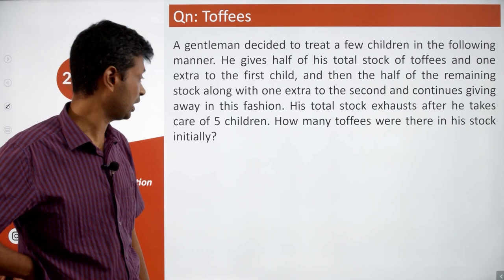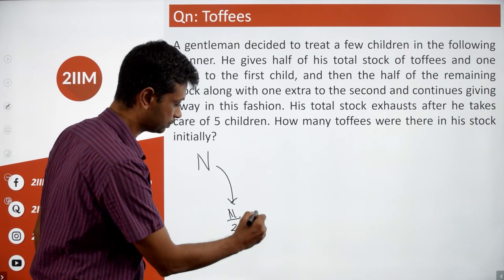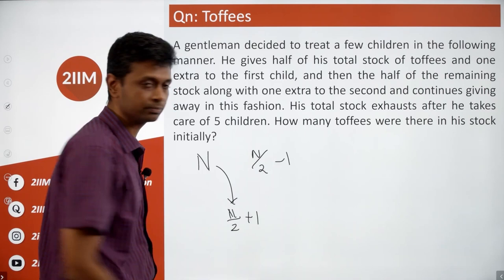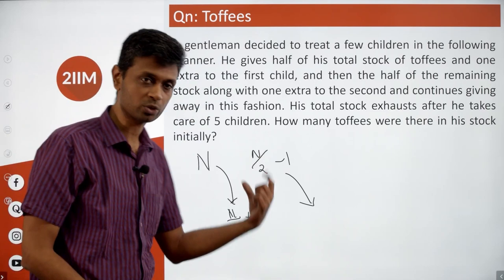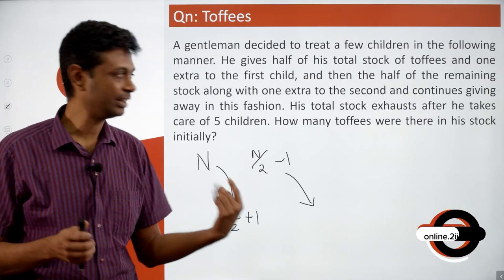Lovely. Let's assume he starts with n. Then he gives away n by 2 plus 1. Or what will he have? He'll have n by 2 minus 1. And then of this, he gives away half plus 1. Half of n by 2 minus 1 plus 1 he gives away. Or half of n by 2 minus 1 minus 1 he'll retain. Straight away, we can sense there'll be an n by 4 term sitting here. And then there'll be an n by 8 minus 1 by 4, something like that. Right? So n by 16, that becomes complicated.